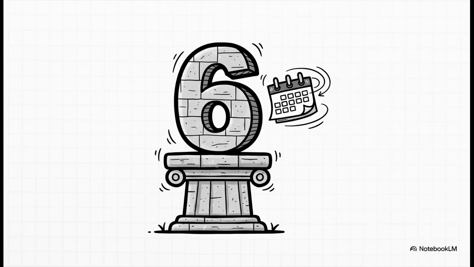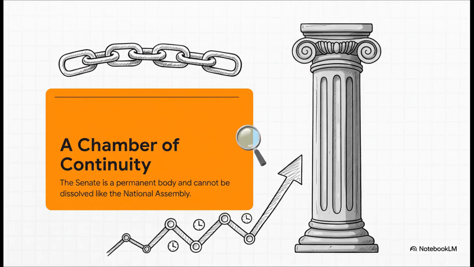Now, each senator gets to serve a 6-year term. That's a bit longer than the 5-year term in the National Assembly. And this longer term isn't random. It's designed to provide stability and experience, and it's absolutely key to one of the Senate's most defining features, its permanence.